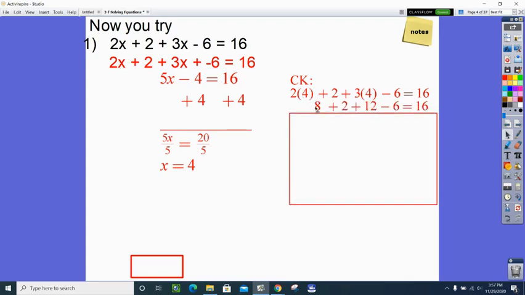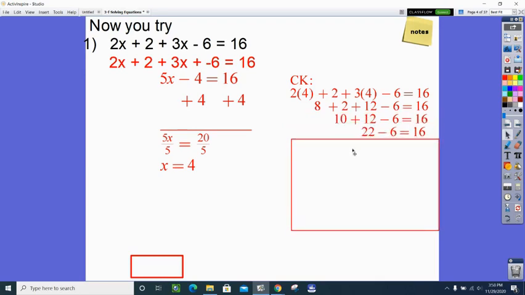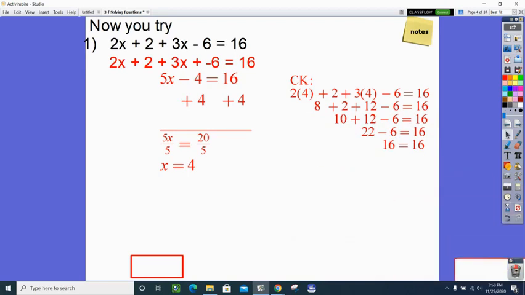There's the 2 times 4, plus 2, plus, there's the 12. And now everything's adding and subtracting, so it's the same rank, so you can just go left to right. 8 plus 2 is 10. 10 plus 12 is 22, and 22 minus 6 gives us the 16 we were hoping for.